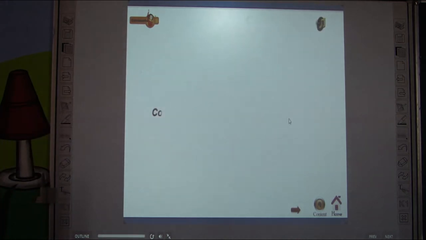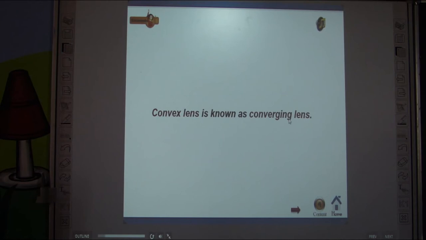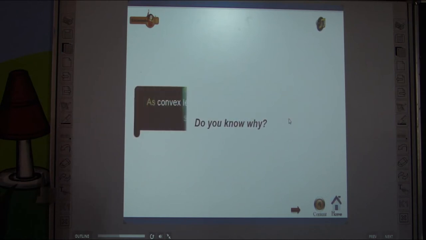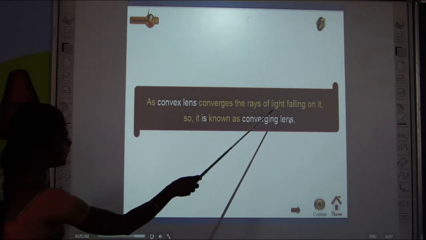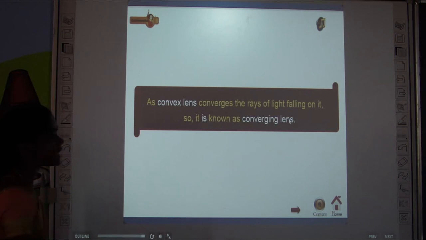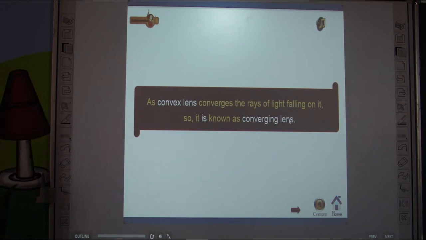And the next one, convex lens is known as converging lens. Why? Because it converges the beam of light. As convex lens converges the rays of light falling on it, it is known as converging lens. It can converge the beam of light, so it is known as converging lens.